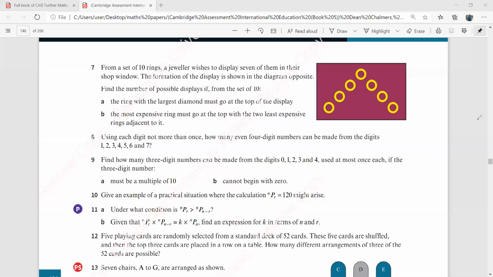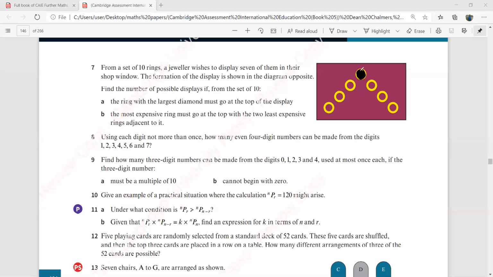The 7th question is: from a set of 10 rings, a jeweler wishes to display 7 of them in their shop window. The formation of the display is shown in the diagram opposite. Find the number of possible displays if, from the set of 10, the ring with the largest diamond must go at the top of the display. So this is the ring which is here. Now we have fixed it here. There is nothing to think about.